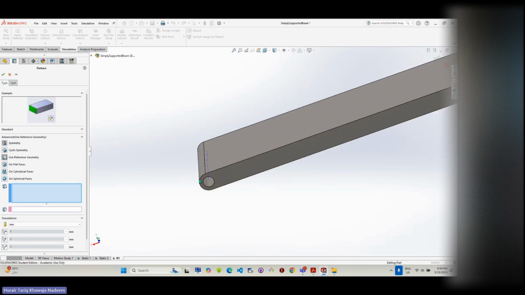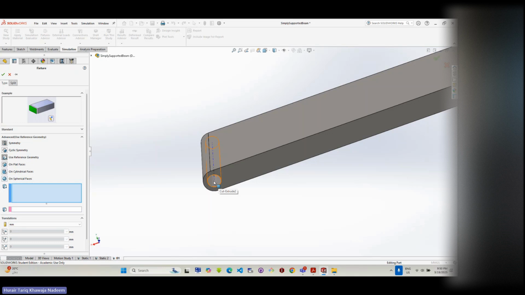Now I see that this is a cylindrical surface, and in this cylindrical surface it's connected with a pin. Symmetry and cyclic symmetry are actually a different thing. Maybe if we get time, I'm going to discuss it, but it's something different. This uses reference geometry, something like a journal type of reference geometry. The particular types are on flat surfaces, on cylindrical surfaces, and on spherical surfaces.